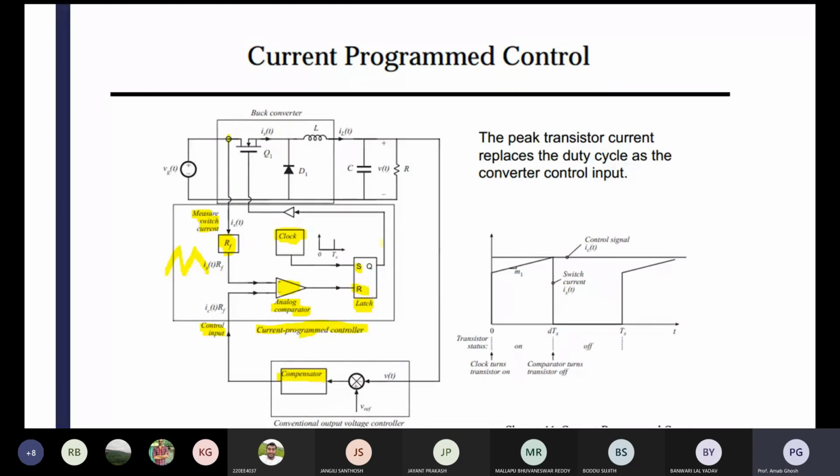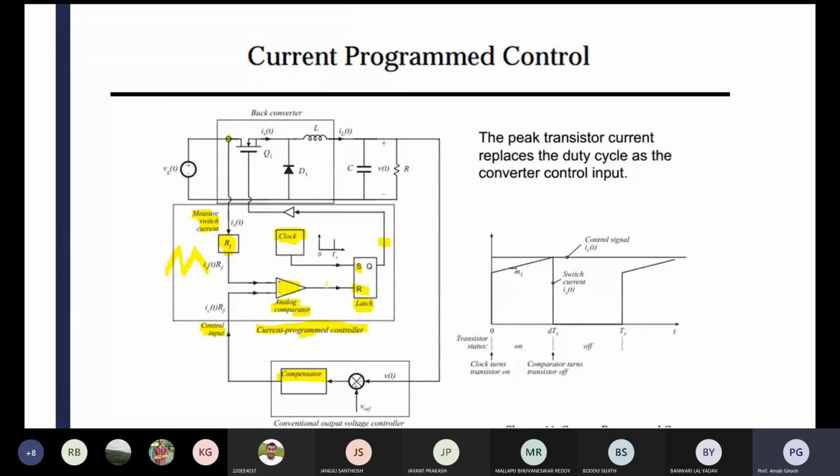Okay. So why is it called current program? Basically, the PWM width is coming here. That is totally decided by the pattern of the current of your converter. So that's why the PWM is developed. The width of the PWM is also decided by the on time of the current signal.